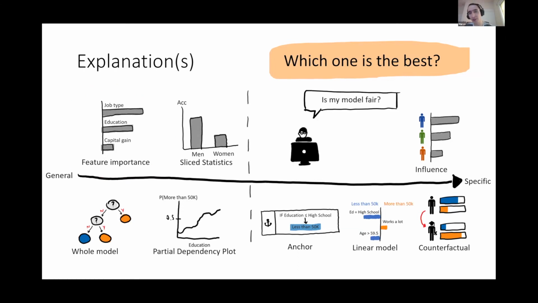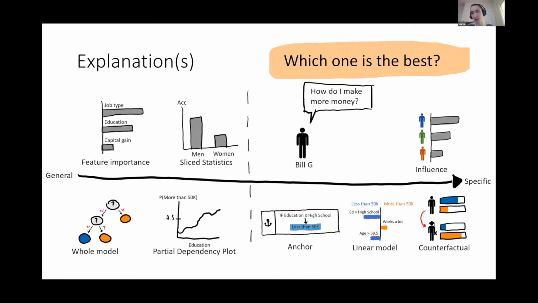Now, if you're trying to figure out, is my model fair? Then depending on what you mean by fair, what you want is slice statistics. You want to figure out, does my model work as well for African Americans as it does for white people? Then you want slice statistics. If you want, you could also use other explanations, but in this case, maybe what you want is this.